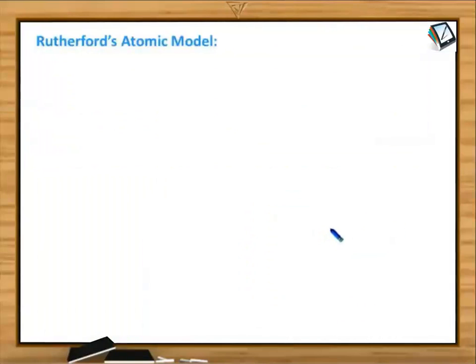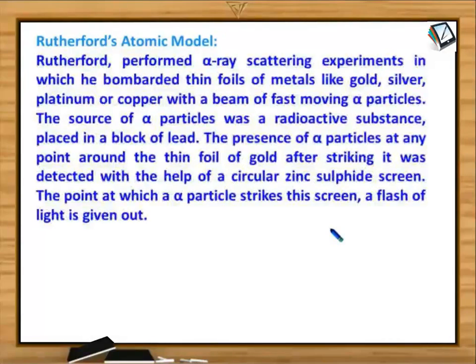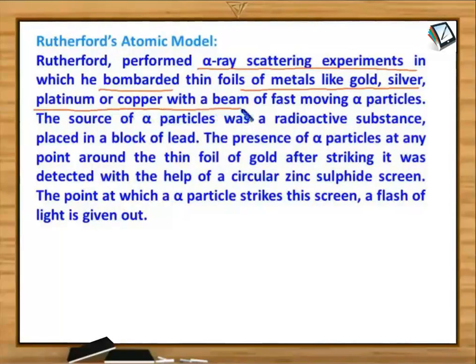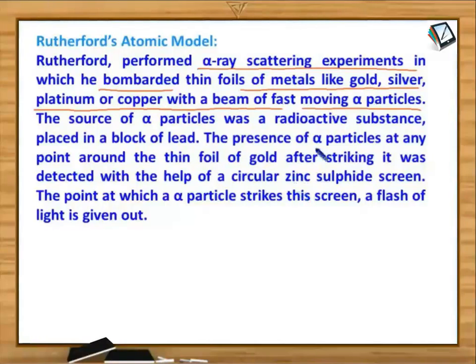Then comes the Rutherford atomic model, because Thomson could not explain all the aspects of the atom. Rutherford performed the alpha ray scattering experiment in which he bombarded thin foils of metals like gold, silver, platinum or copper with a beam of fast moving alpha particles. From where did he get these alpha particles? The source of alpha particles was a radioactive substance placed in a block of lead.